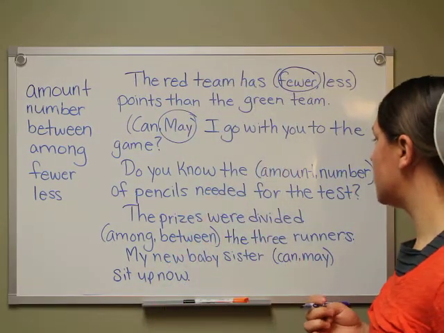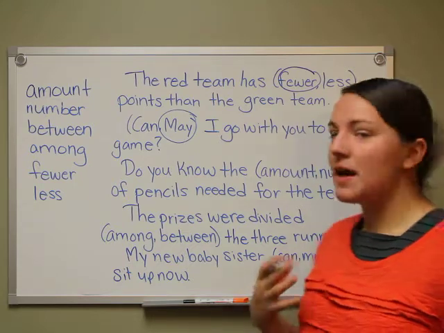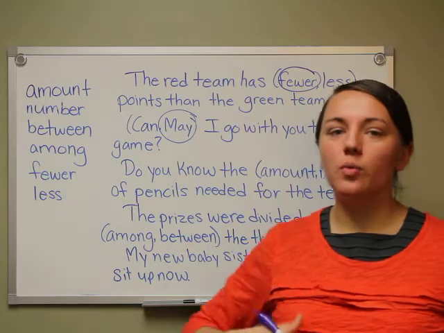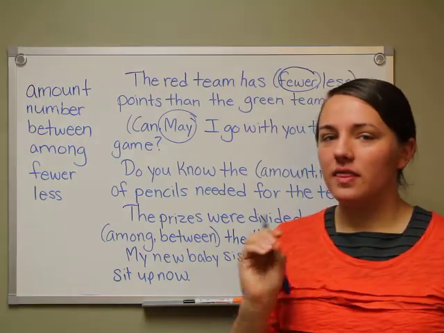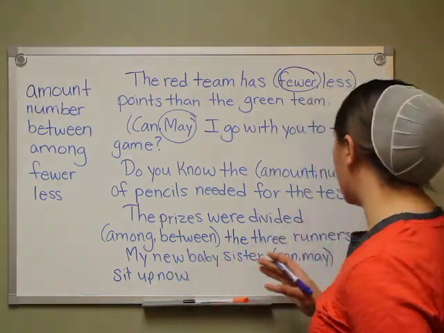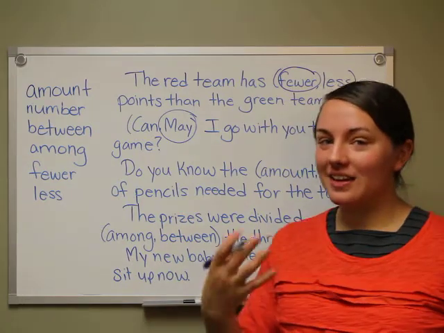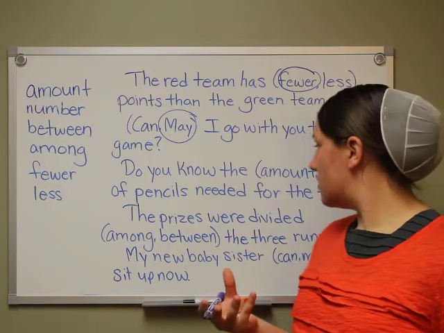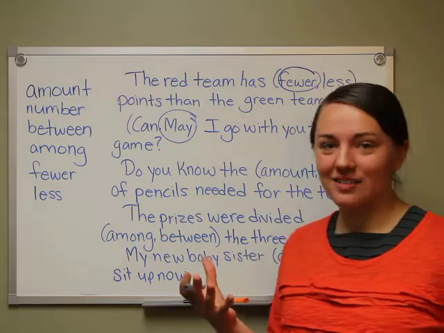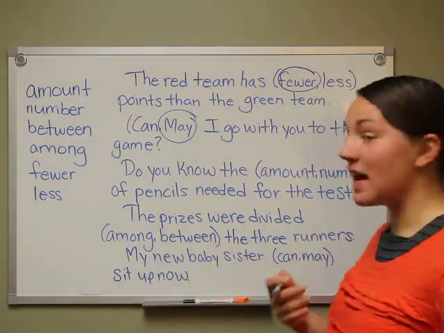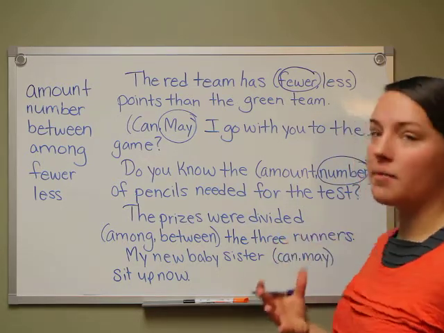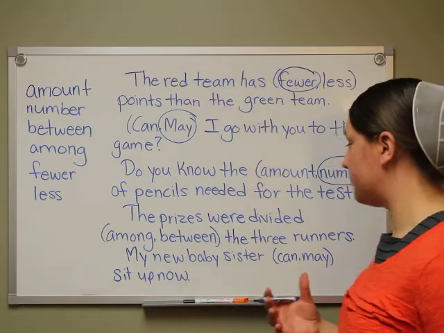Next sentence. Do you know the amount or number of pencils needed for the test? Now, amount is when we cannot count the specific amount. Number is when we can count them. So, can we count the amount of pencils? Can we count the pencils needed in this case? Yes, we can. So we choose number. Do you know the number of pencils needed for the test?